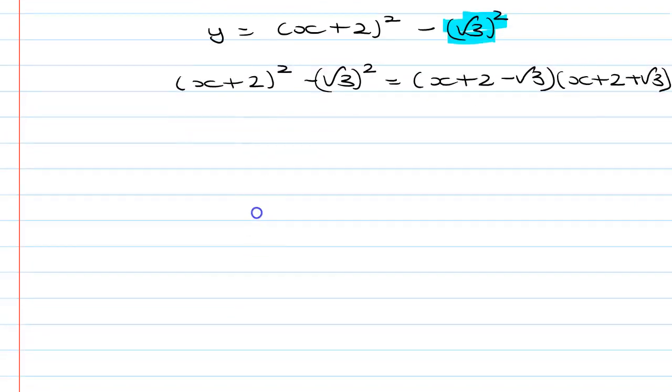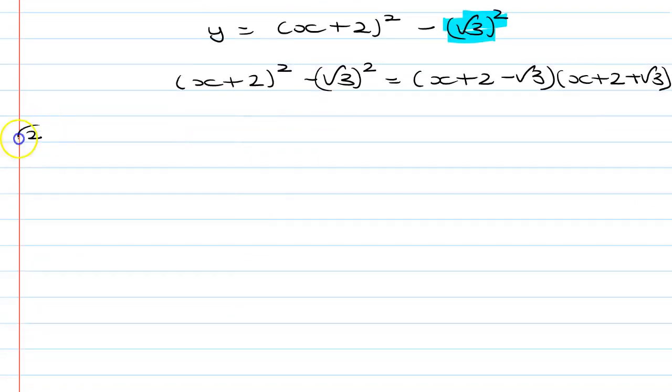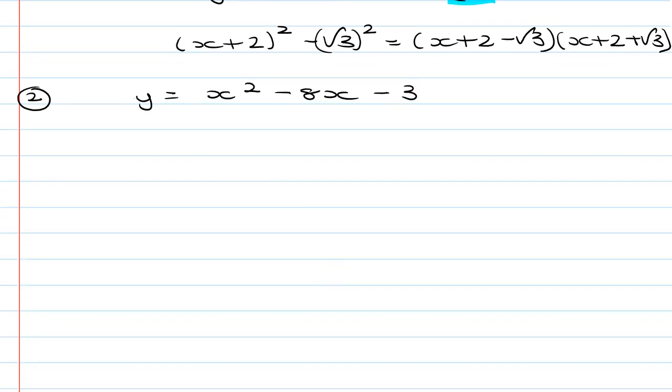Okay, now let's do another example where I'll use the same method. So I'm going to fully factorize this expression. y equals x squared minus 8x minus 3. Now, the first thing I'm going to do is complete the square. Now, if you've watched the above example and the video on completing the square, you will find that you get y equals x minus 4 all squared minus 19. Now, that's now in completed square form.